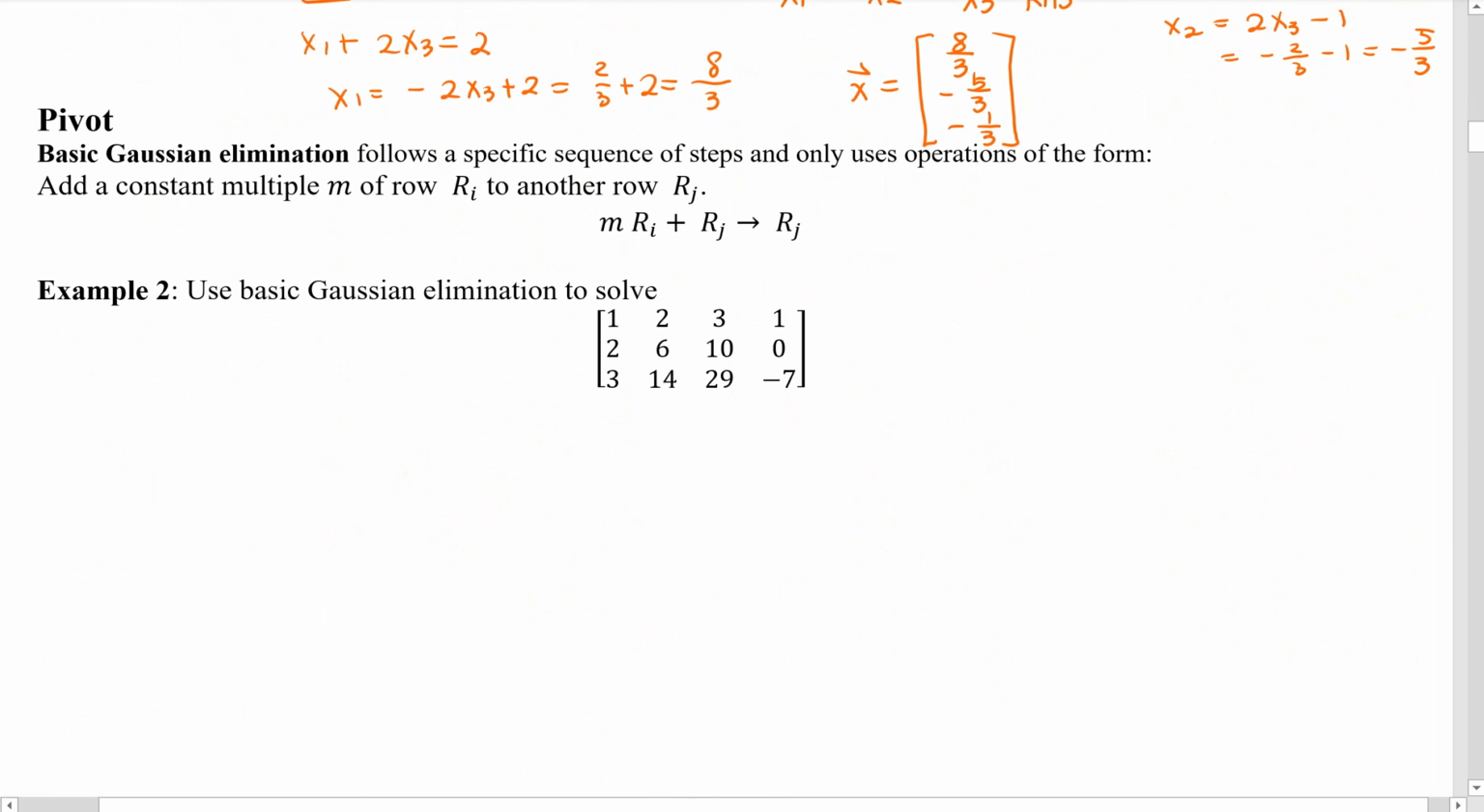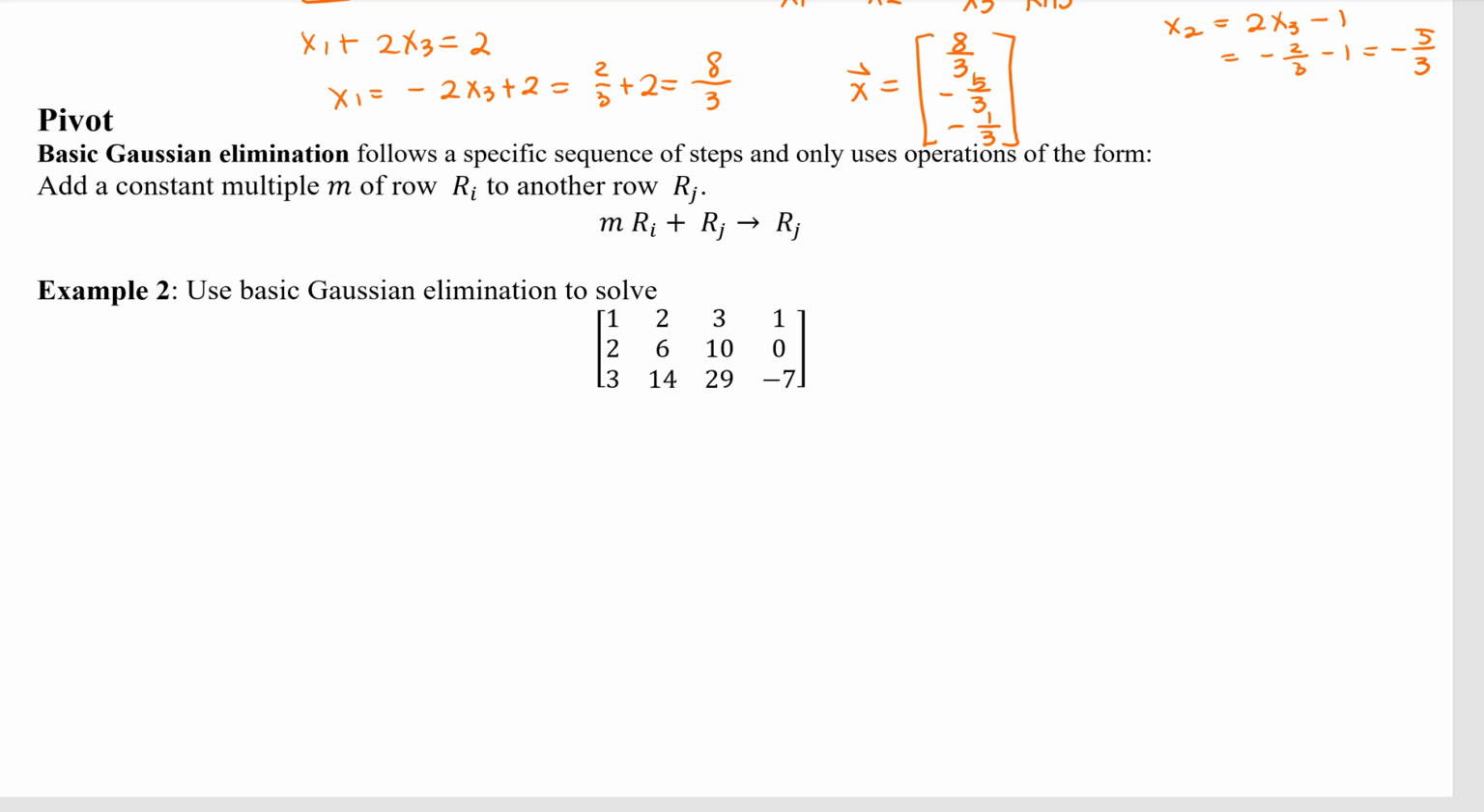Next, pivoting. Basic Gaussian elimination follows a specific sequence of steps and only uses operations of the form: we add a constant multiple m of row i to another row j. So remember, in regular Gaussian elimination, we have 3 operations. We can multiply a row by a constant, we can interchange 2 rows, and we can add a constant multiple of 1 row to another. But in basic Gaussian elimination, we only have 1 operation: add a constant multiple of 1 row to another.